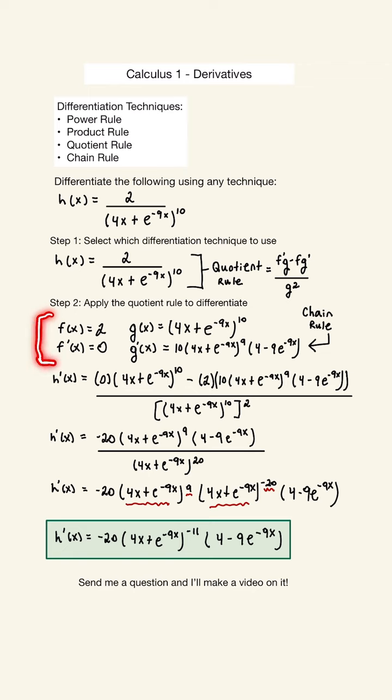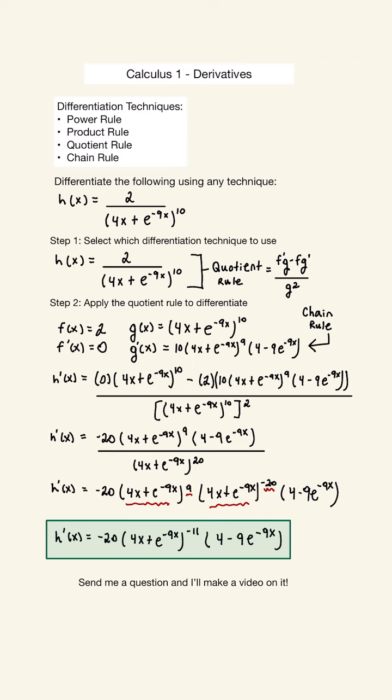After we have our four different terms, our f of x, f prime of x, g of x, and g prime of x, we can use these terms to plug into our quotient rule equation. Here we have plugged our different functions into the quotient rule equation. And after a little bit of simplification, we can get negative 20 multiplied by (4x plus e to the negative 9x) to the 9th power, multiplied by (4 minus 9 e to the negative 9x), all divided by (4x plus e to the negative 9x) to the 20th power.